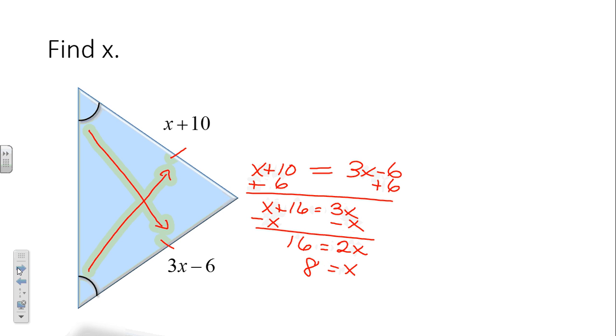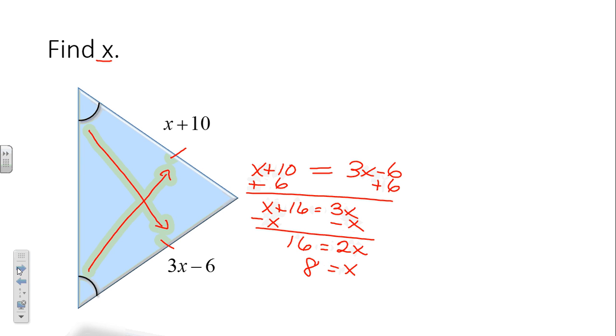And we're done. And we don't have to plug it back in. But this one would be 18 in length, and this one would also be 18 in length. 18 meters, 18 feet, 18 inches, something. Okay? We were finding the sides this time because it was out here by the sides. Okay?